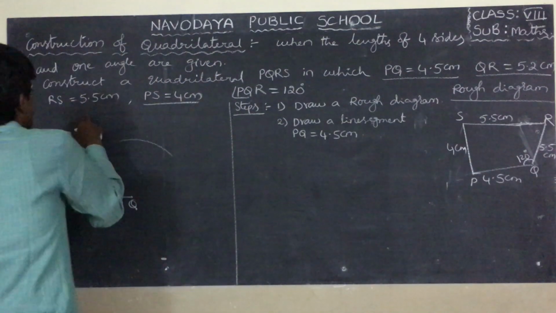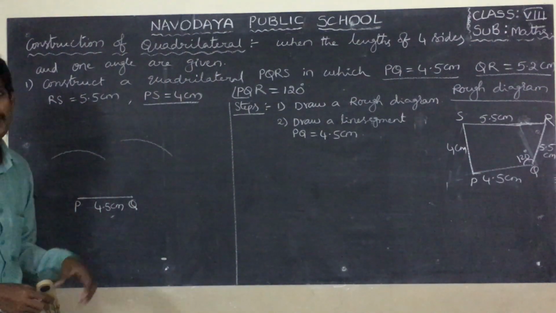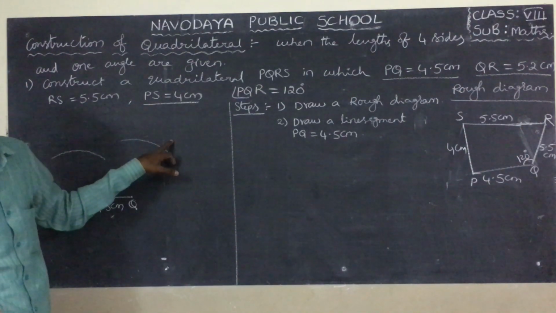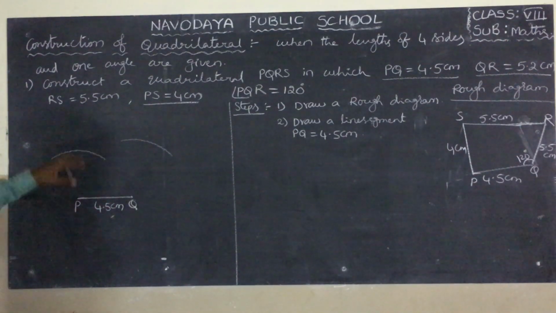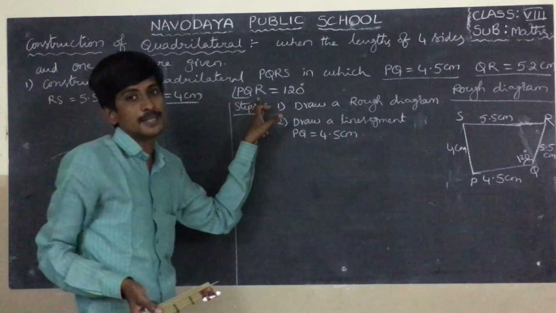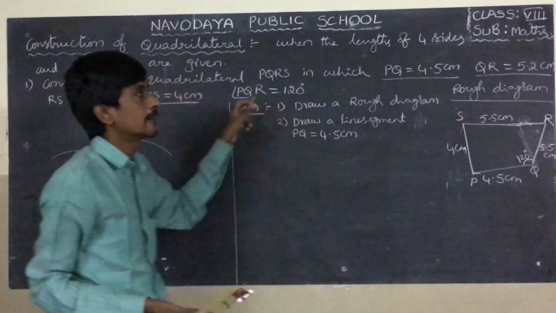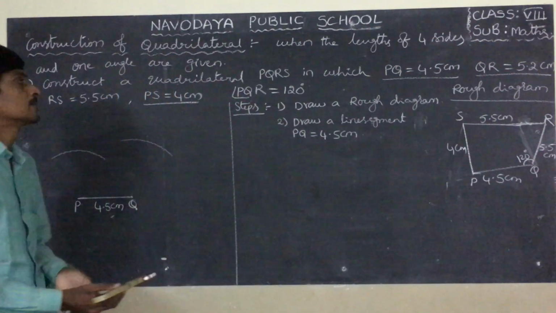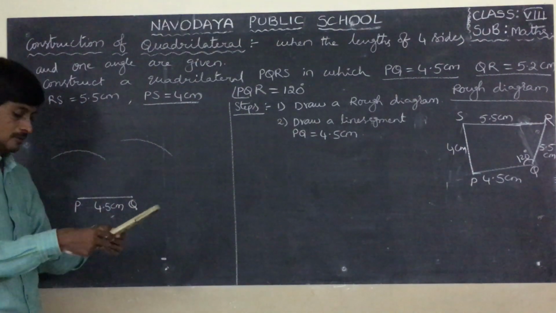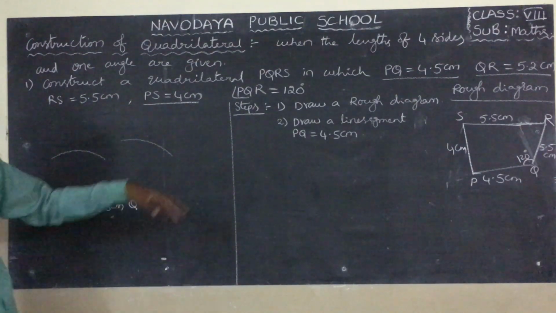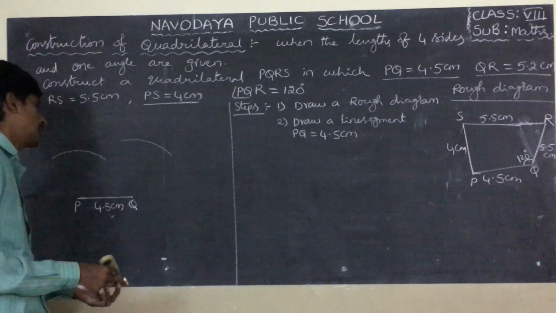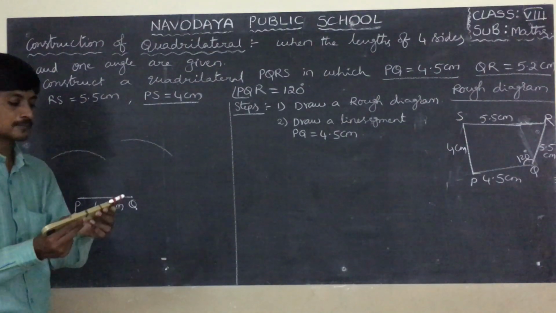Now, RS. Where is RS? The R point we don't know, and the S point also we don't know. But RS equals 5.5. The other one is angle PQR, which is given. So draw the angle PQR. How to draw the angle PQR equals 120 degrees. Okay. Look at the board, children.